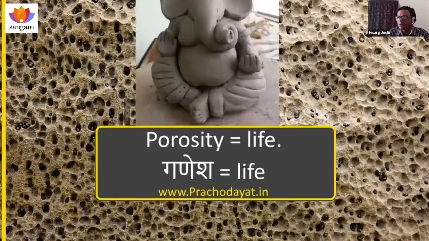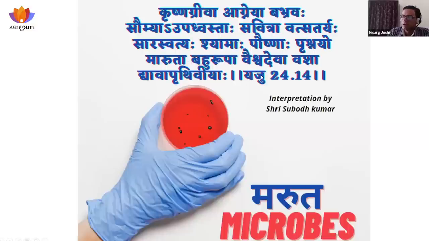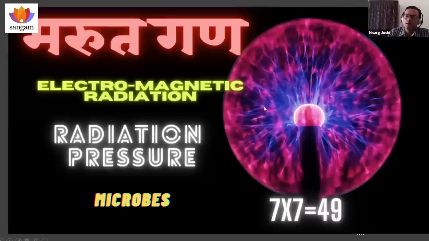Mr. Subodh Kumar, I met him on Facebook. He interpreted some of the verses of the Veda, and he told me that this description is about microbes. He basically focused on the word marut. According to him, marut is microbes. But when I looked into some other research, Professor Raja Ram Mohan Rai, a physics professor, says that marut gun is nothing but radiation pressure. Maruts are sons of Rudra in the Veda, so he equates Rudra to radiation and marut to radiation pressure.